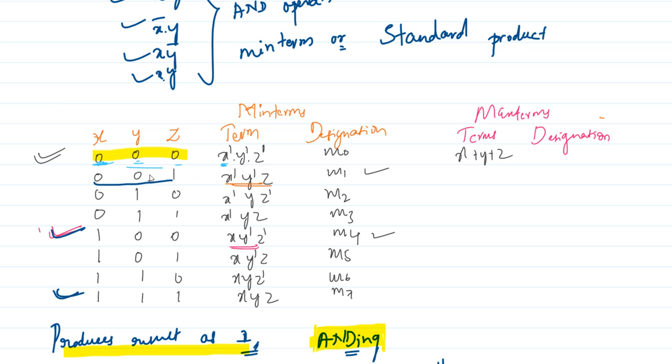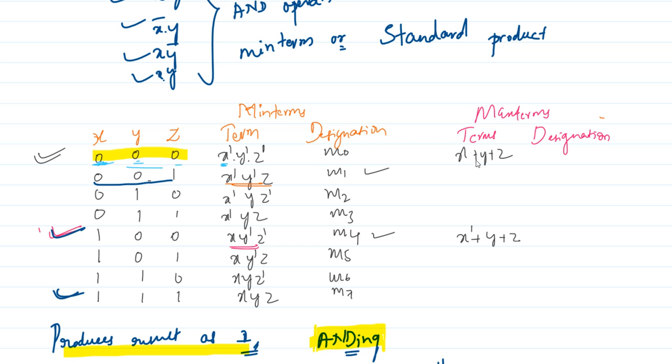Here 0 0 1, how to write that? x plus y plus, wherever 1 is there, you write the primed variable, that is z prime. Correct. So here the third one is x prime plus y plus z prime. Sorry, I have written min terms here. I will write these once again.